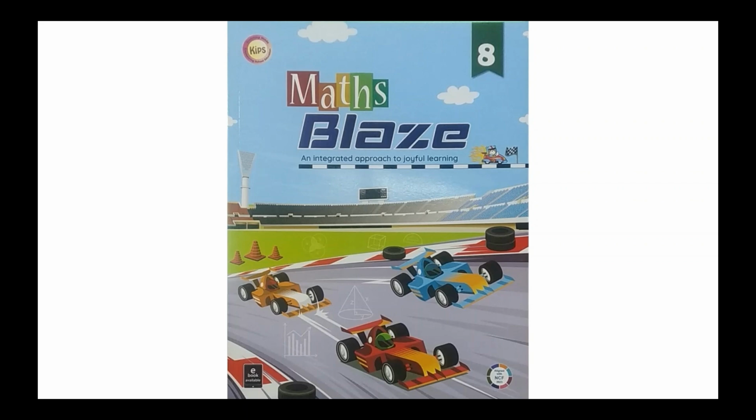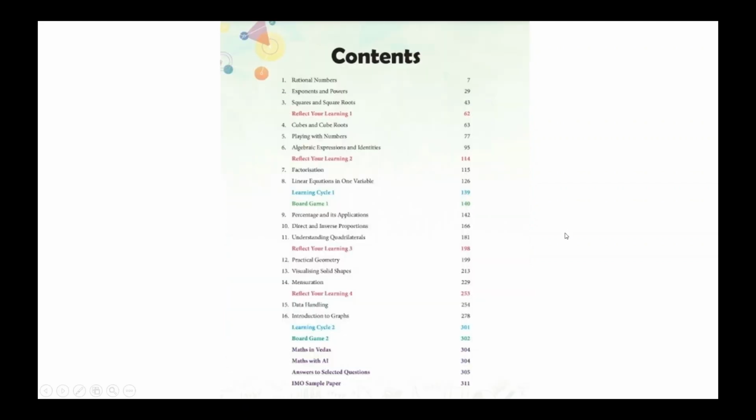So getting to the actual content of the video, the textbook that we are going to solve is this one, Maths Blaze, an integrated approach to joyful learning by Kipps, Class 8. The chapter that we are going to solve is number 6, that is Algebraic Expressions and Identities. We picked the Master Station section for our maths problems. So here we go.